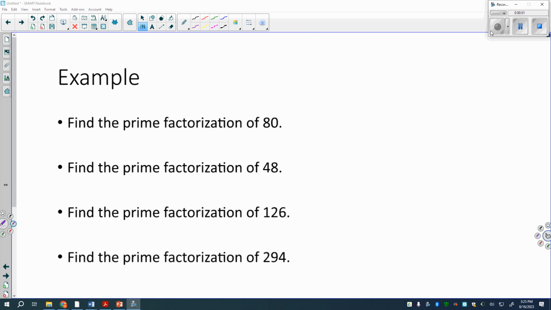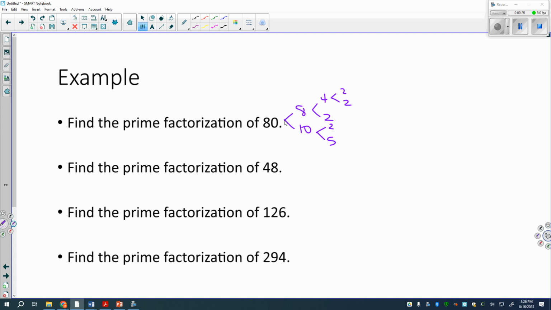So prime factorization, 80. I like to break that down as 8 and 10. 8 is 4 and 2. 10 is 2 and 5. Now 4 will break down even further, 2 and 2. This 2 won't break down, that 2 won't break down, and the 5 won't break down anymore.